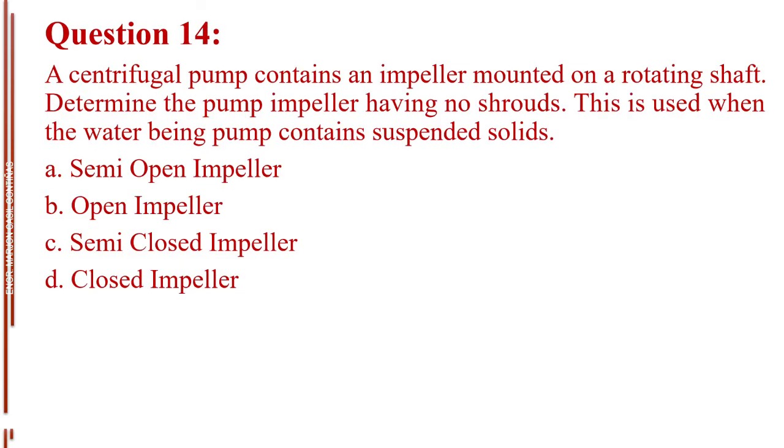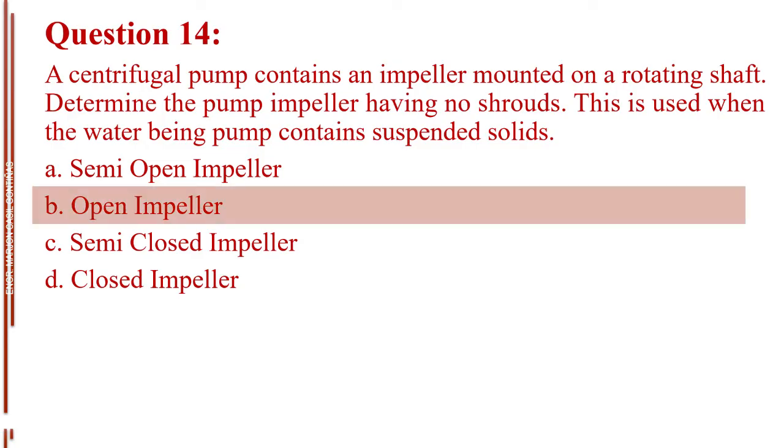Question number 14. A centrifugal pump contains an impeller mounted on a rotating shaft. Determine the pump impeller having no shrouds. This is used when the water being pumped contains suspended solids. Letter A, semi-open impeller. Letter B, open impeller. Letter C, semi-closed impeller. Letter D, closed impeller. The answer is letter B, open impeller.